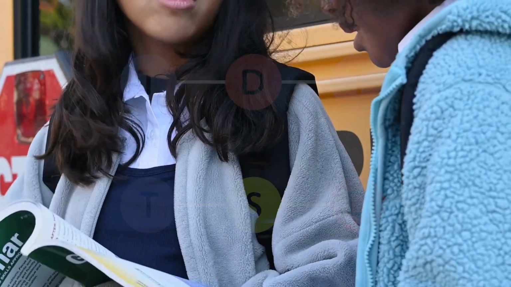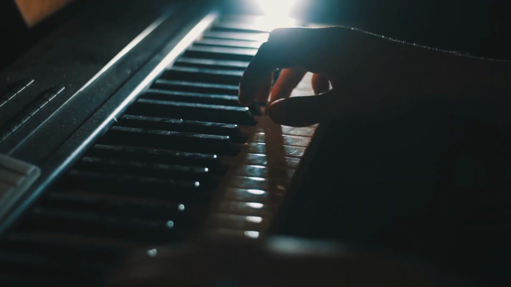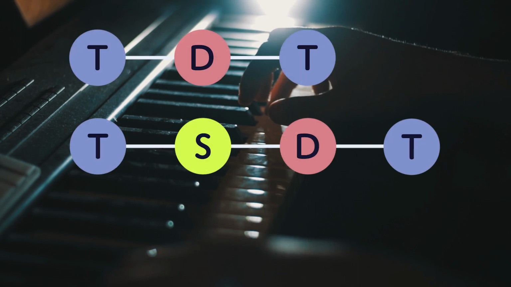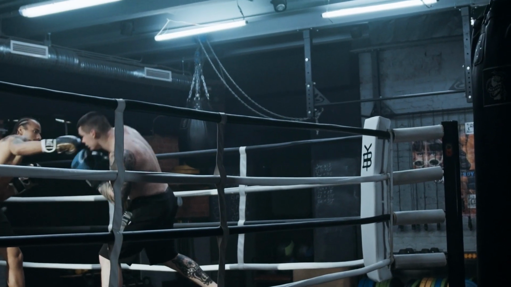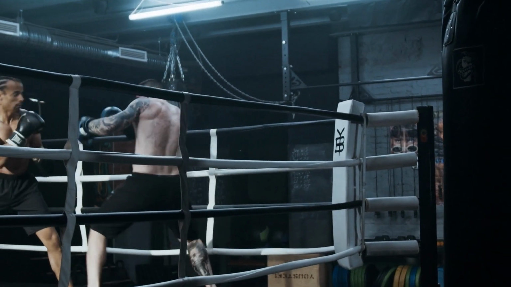And there are 3 types of this musical grammar that are pretty well known. There are 3 widely recognized types: TDT, TSDT, TST. Using this idea in boxing tactics makes it easier to understand longer sequences of moves.